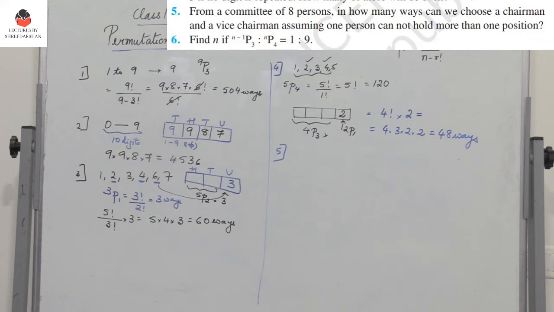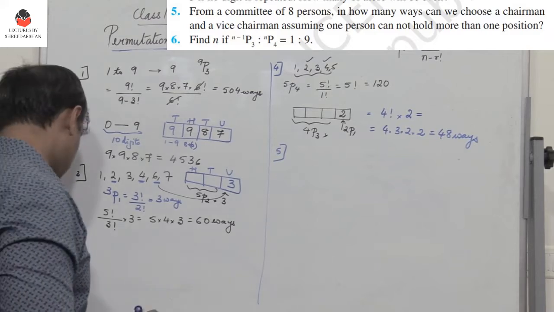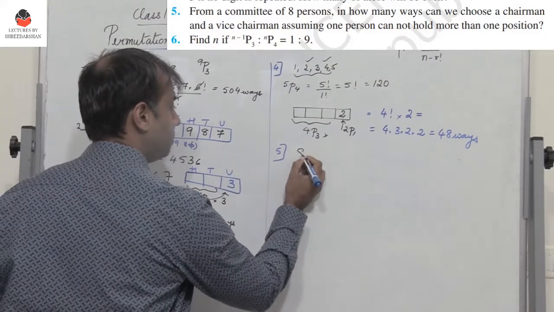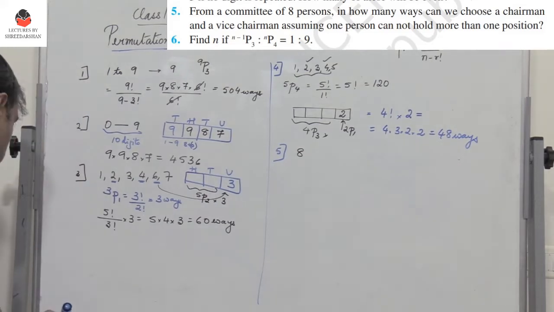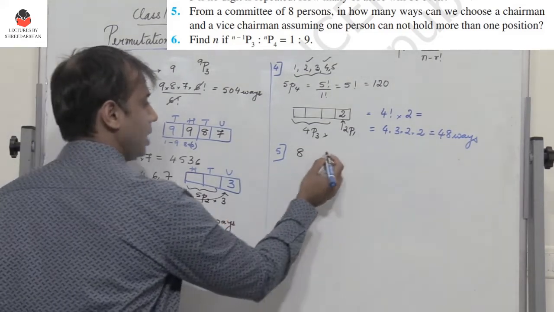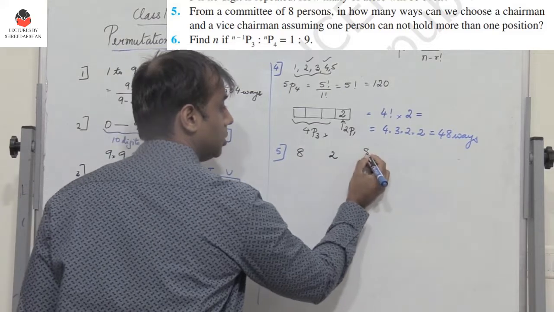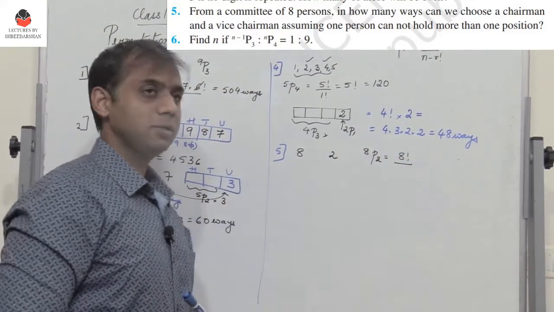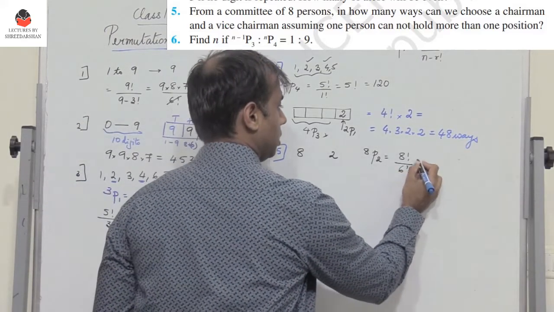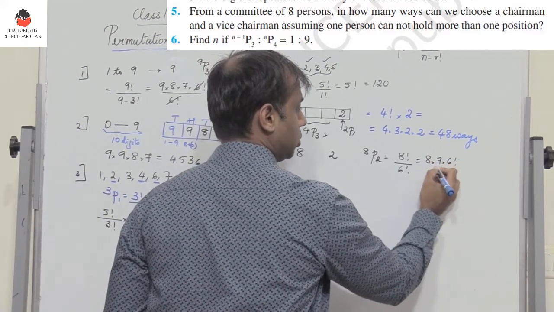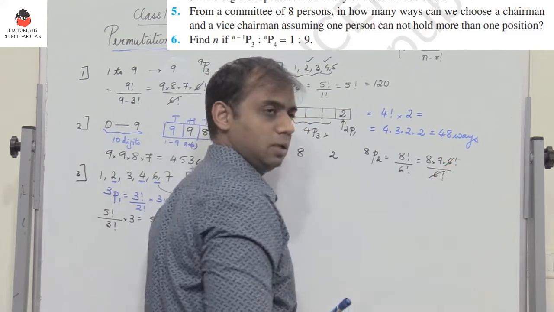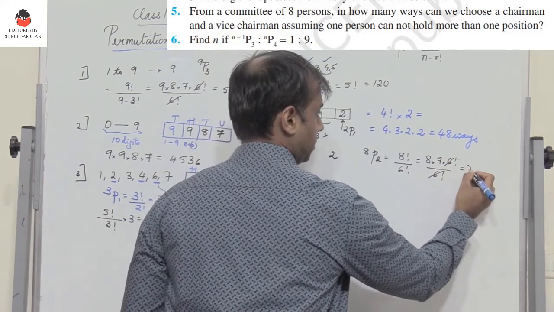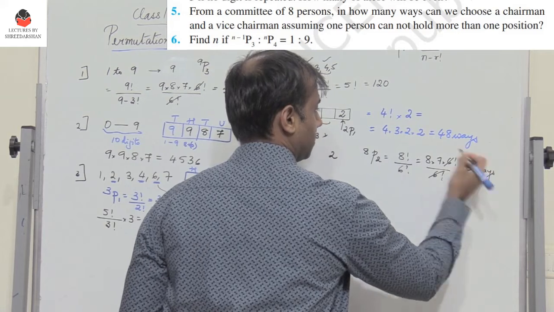From a committee of 8 persons, in how many ways can we choose a chairman and a vice chairman, assuming one person cannot hold more than one position? So there are 8 people, and we have to choose a chairman and a vice chairman. That means we are selecting 2 out of 8. So it's going to be 8P2, which is factorial 8 divided by factorial 8 minus 2, which is 6 factorial. That is 8 into 7 into 6 factorial divided by 6 factorial, which gets cancelled. So 8 into 7 is 56 ways.